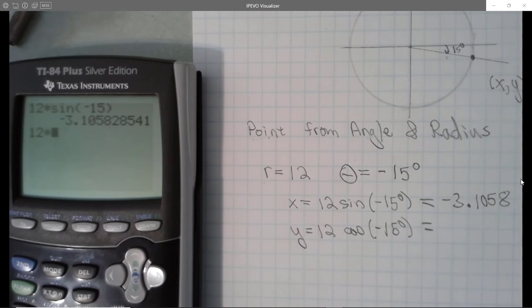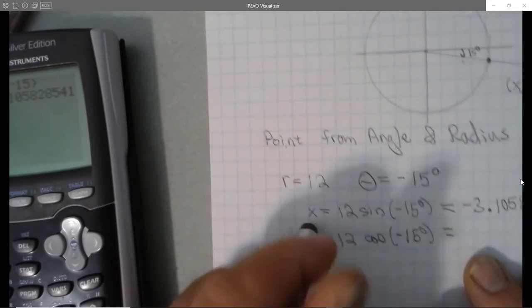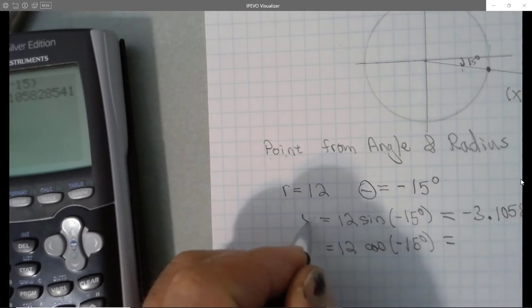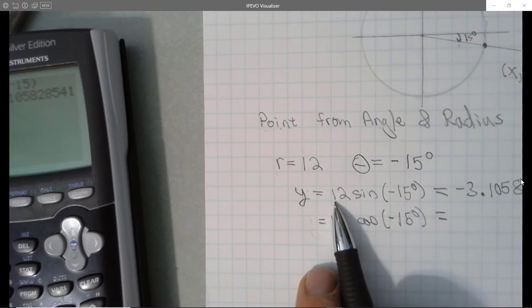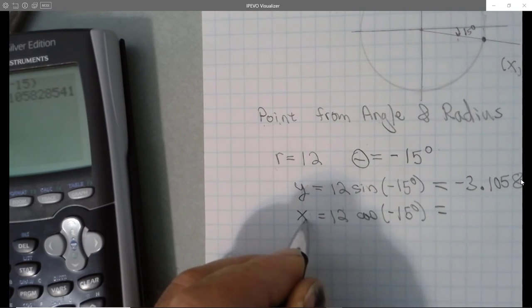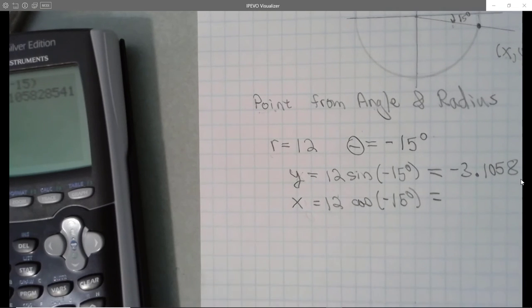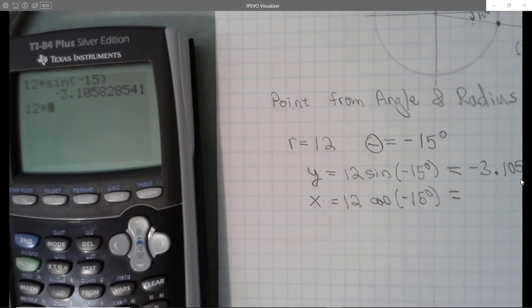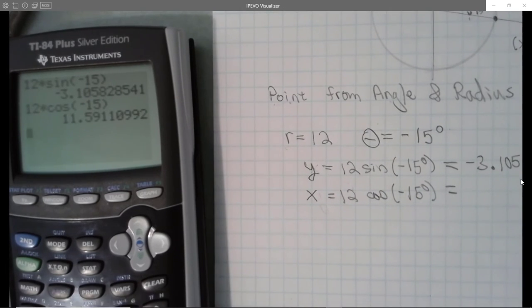is 12 times, I wrote these backwards. The y-coordinate is 12 times the sine of minus 15 degrees, and the x-coordinate is 12 times the cosine of minus 15 degrees. And that's about 11.5911.